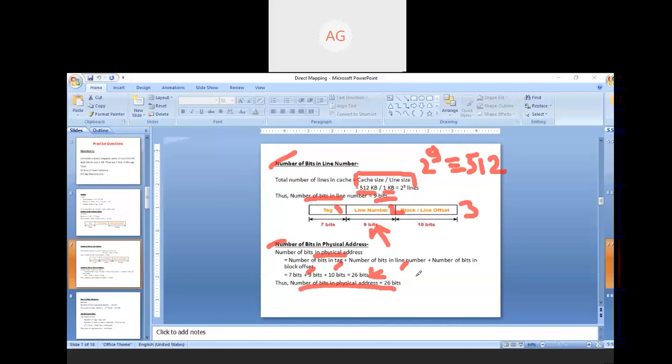So from this question, you need to remember this formula, how we can find the number of lines in cache. We can find it by using this formula, cache size divided by line size, and also draw this figure. So moving to the next slide. Here we found the number of bits in the physical address, which is 26 bits. So moving to the next slide.